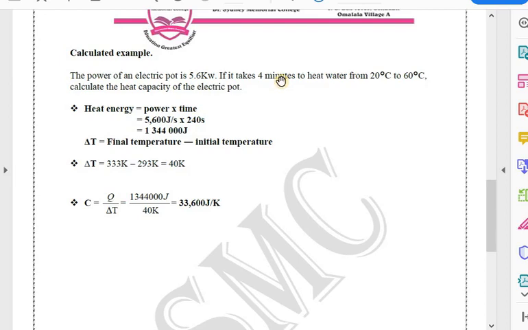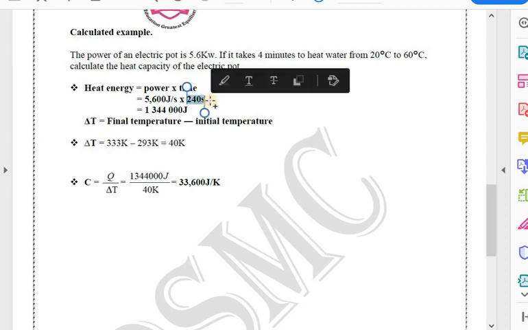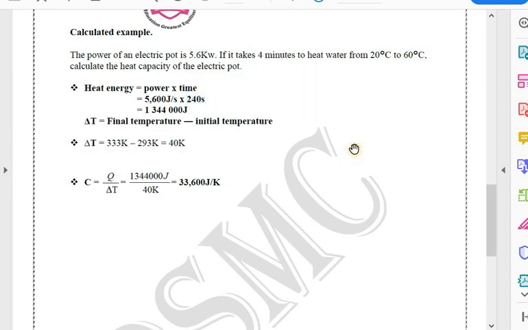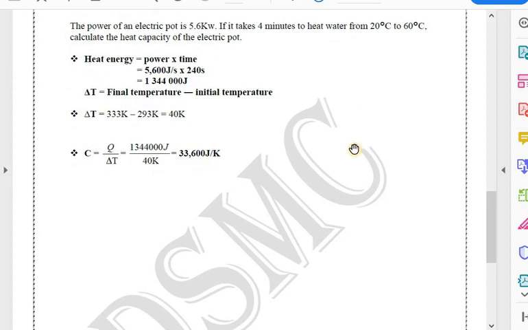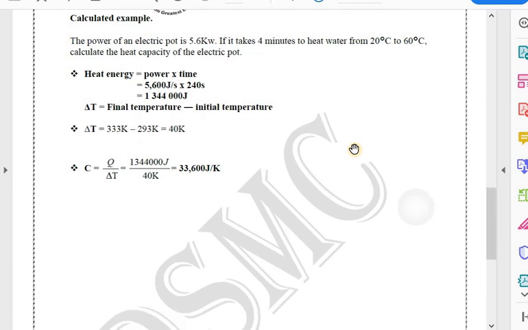So you divide, actually you multiply. It's for you to cancel out the seconds, because that's J over S multiplied by S. If you have J divided by S multiplied by S, the S and the S are going to cancel out. Okay, cool. Then if you say 5.6 multiplied by 240, then you get 1,344,000 joules. Yes, right.